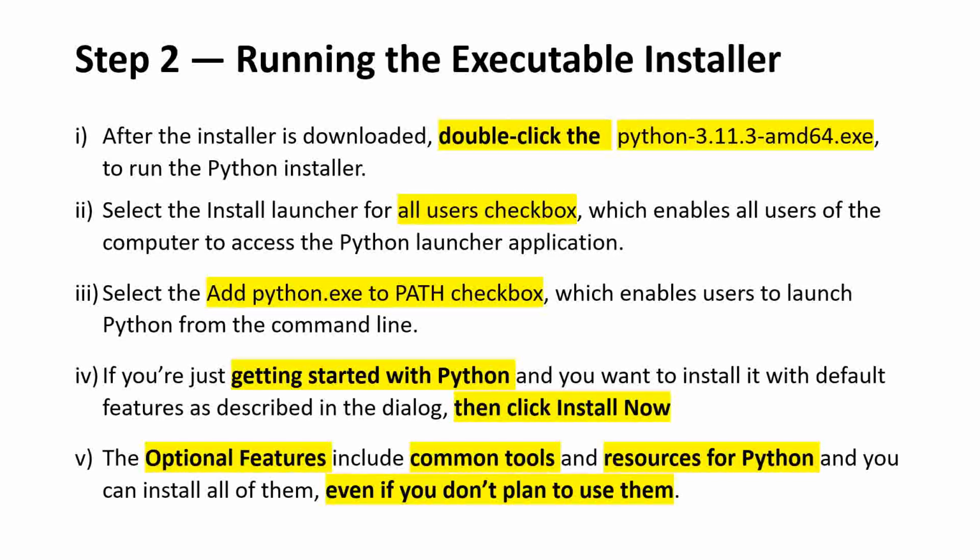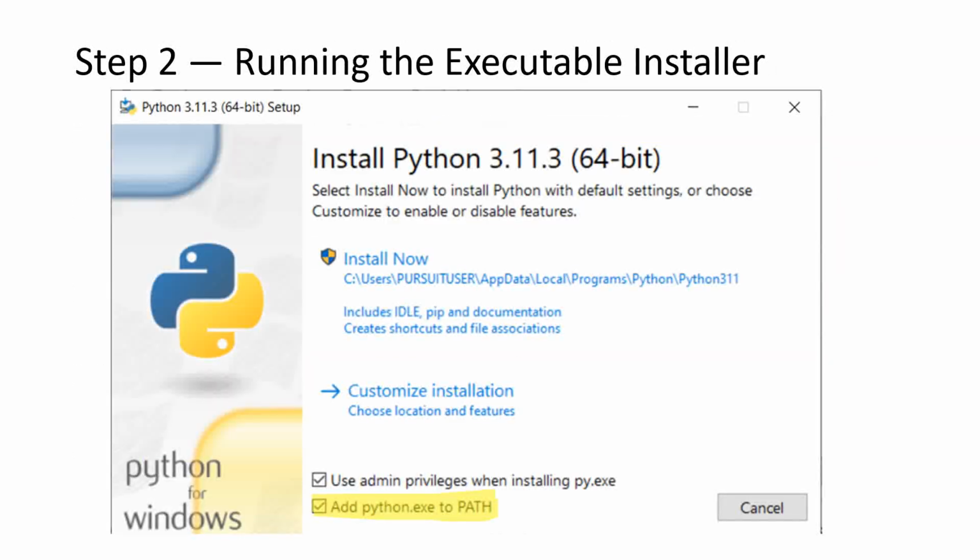Double clicking this file will start installation and it will invoke a screen like this, installing Python 3.11.3 64-bit. Two options are there for installation: Install Now and Customize Installation. Install Now will install for a single user, only one user can use it, and Customize Installation will give the option to install different optional and advanced features and to install Python for all users.